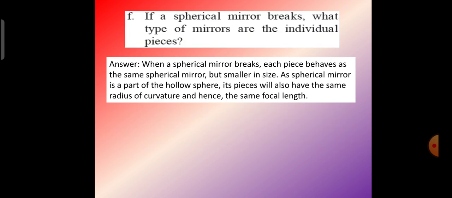If a spherical mirror breaks, what type of mirrors are the individual pieces? When a spherical mirror breaks, each piece behaves as the same spherical mirror but smaller in size. As a spherical mirror is a part of a hollow sphere, its pieces will also have the same radius of curvature and hence the same focal length.